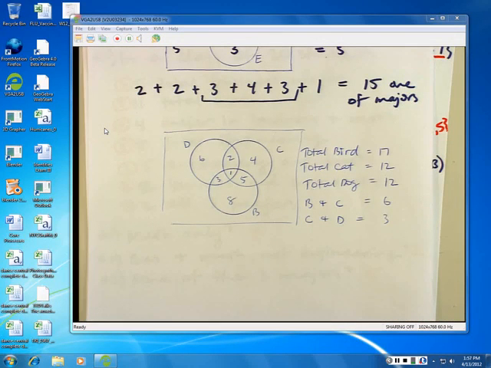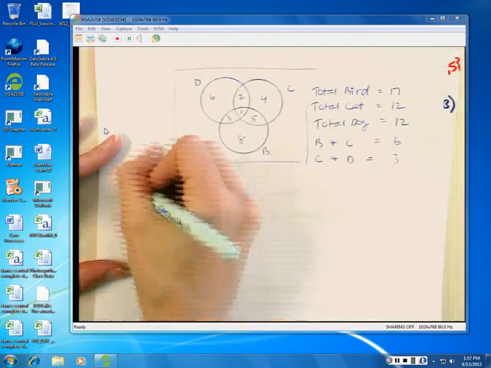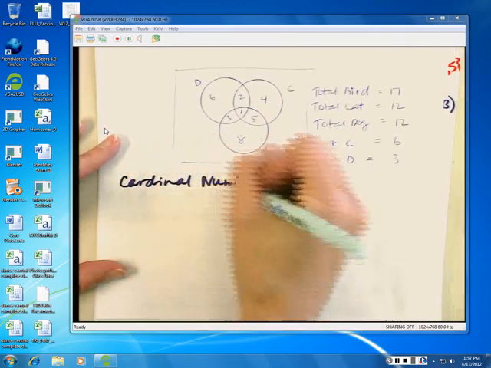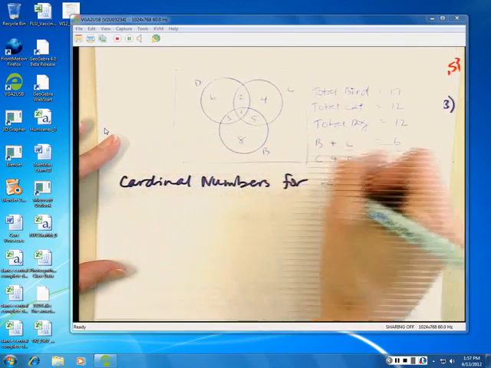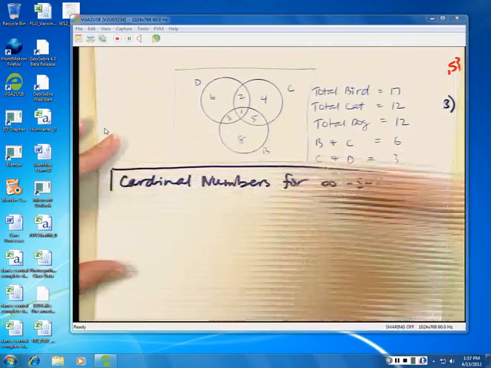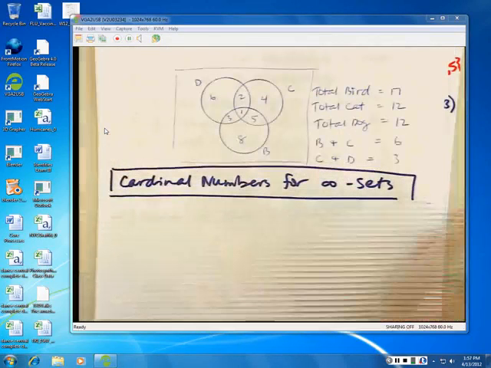Okay, so those are our surveys, which I think was section 2.4. And the last section in the sets is section 2.5, which is more on cardinality. So we're looking really at cardinal numbers for infinite sets, so sets that have infinitely many numbers. I want to start off with our choices.